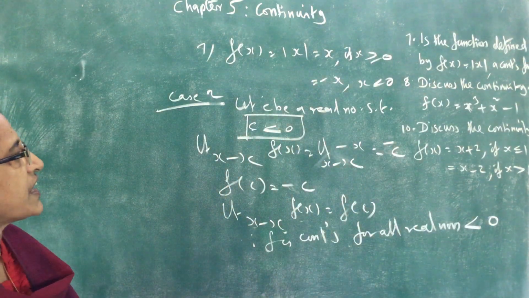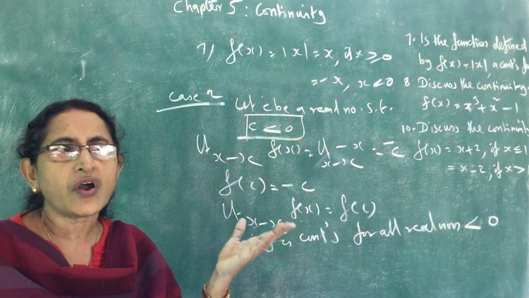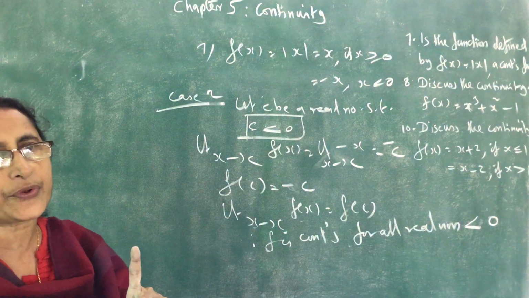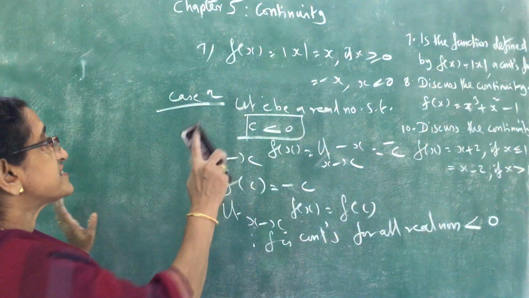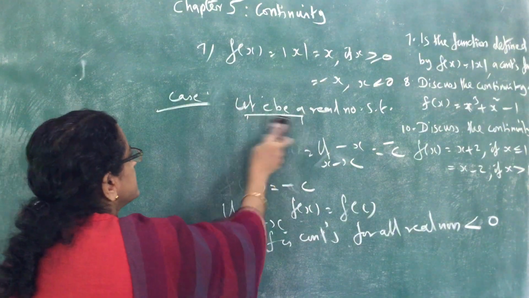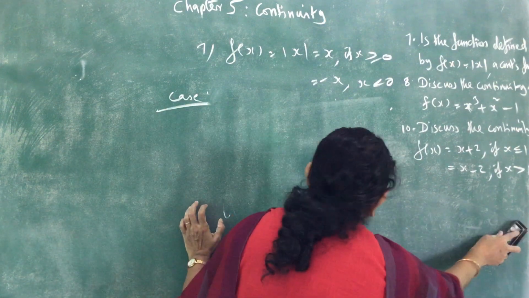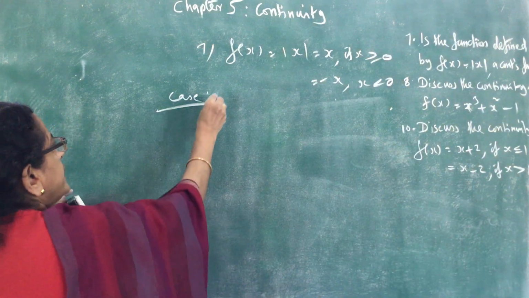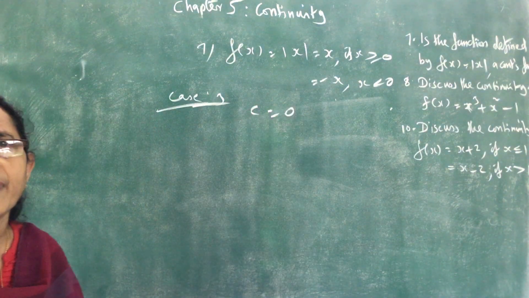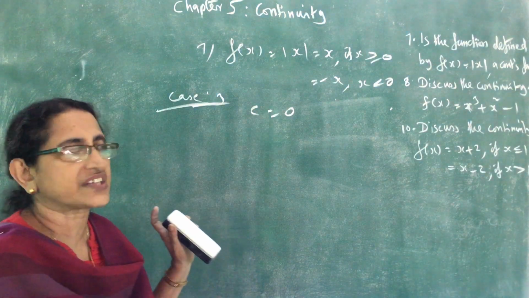So we checked the continuity of the function for all real numbers greater than 0 and for all real numbers less than 0. Now one more case we have to write. This is case 2. Case 3 is c equal to 0. Let c be a real number such that c equals 0. At c equal to 0, we have to check the continuity.